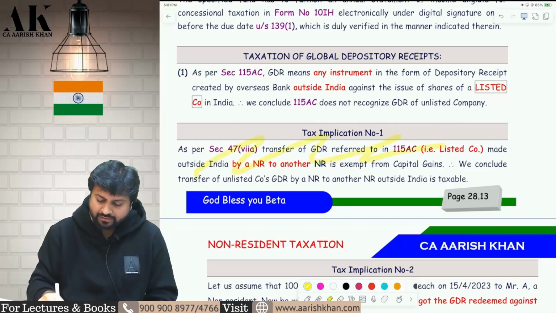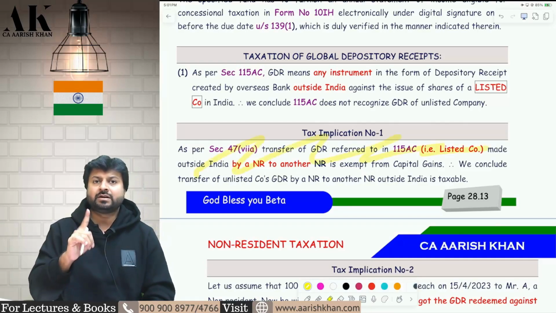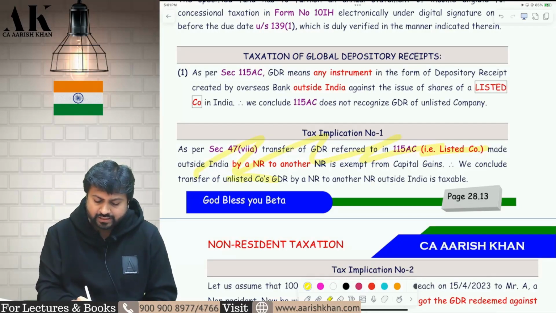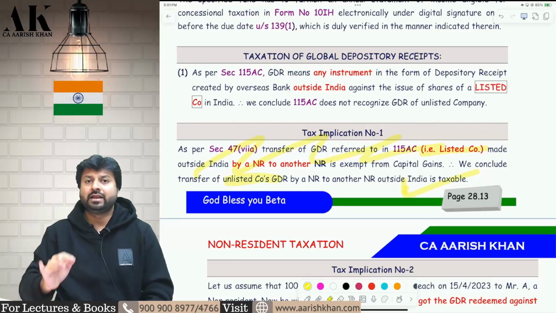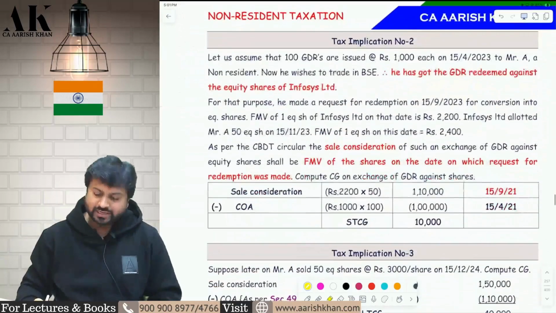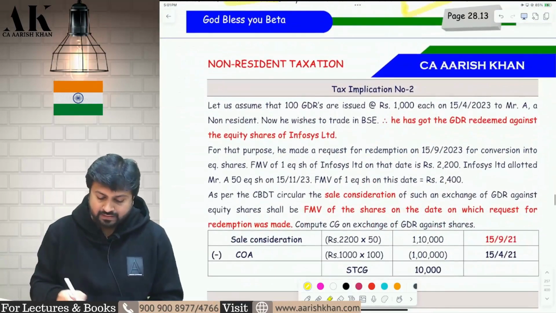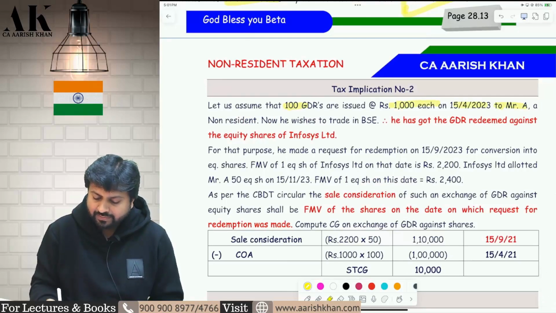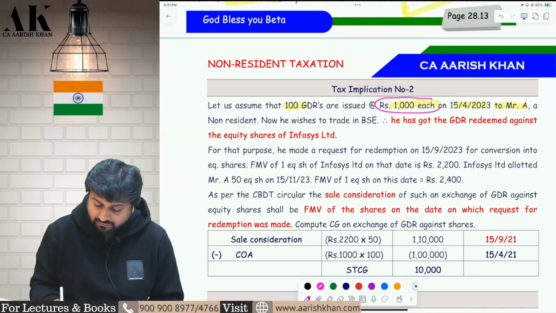Check it please. It means if you transfer the GDR of a listed company, NR to NR outside India, it is exempt, but if you transfer the GDR of an unlisted company, then it will be taxable. I hope it is clear to all of you. To understand the further things, let's take an example. Suppose 100 GDRs are purchased by Mr. A, a non-resident, on 15th April at the rate of 1000 each.